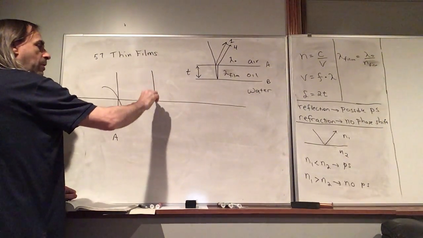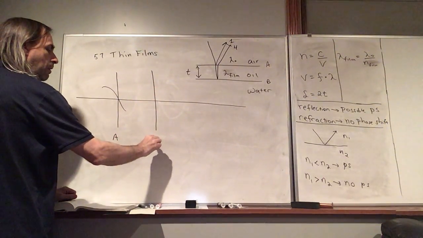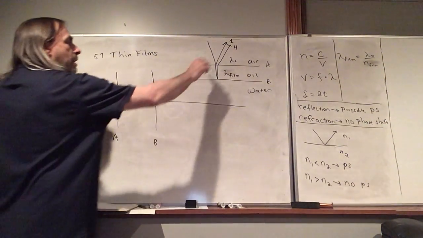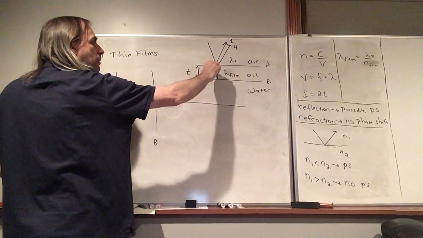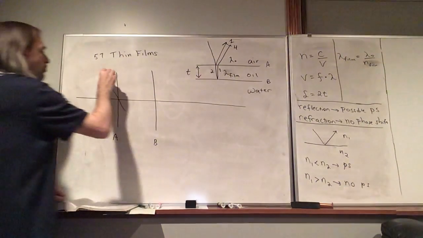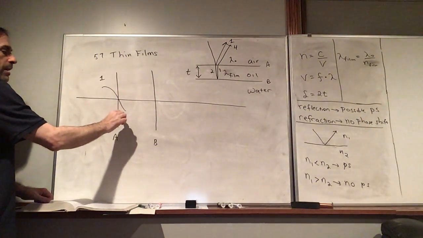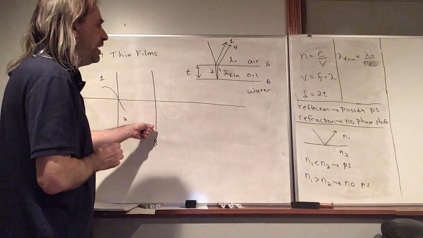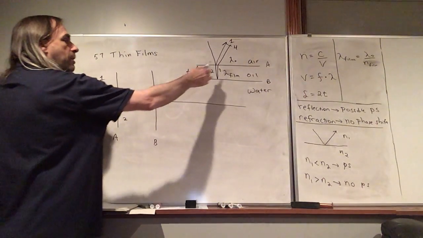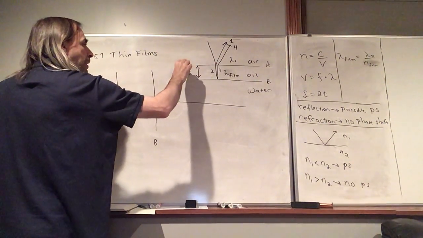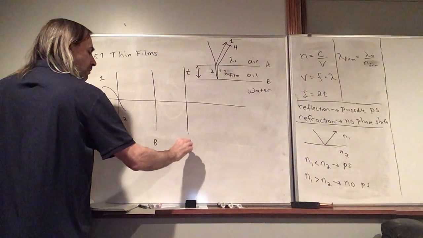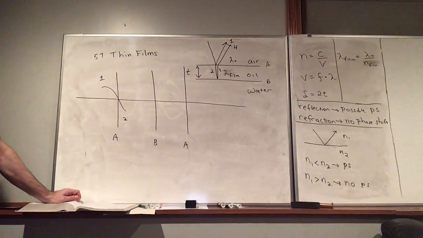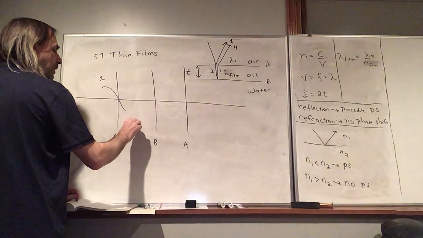Eventually, we're going to hit boundary B. And then we're considering a reflection off of boundary B. So this is ray 1, and right here is ray 2. After it hits B, it bounces back. So the next thing it's going to do is hit A again, and then it's going to come out into the air.